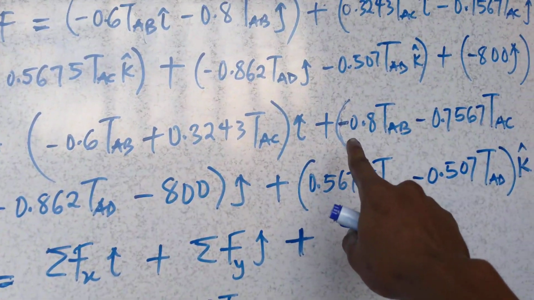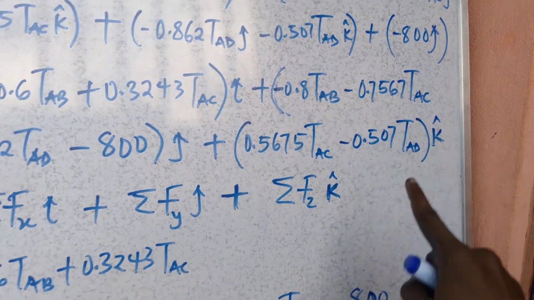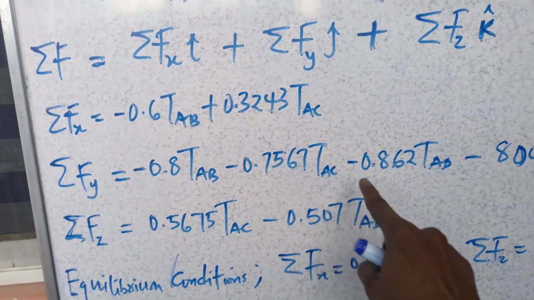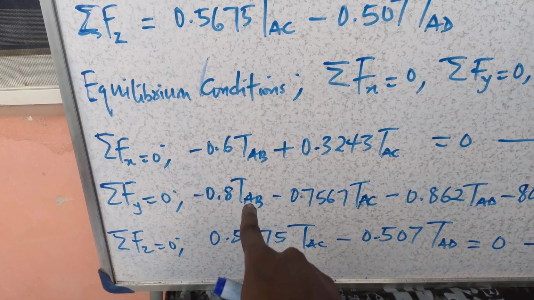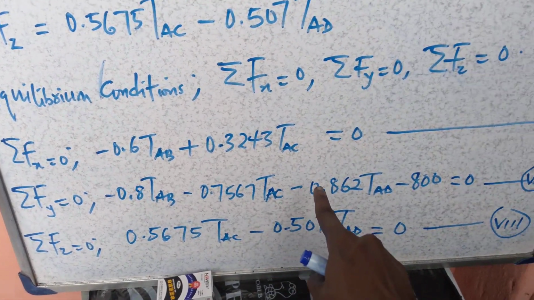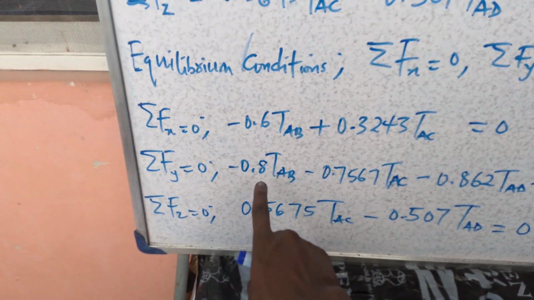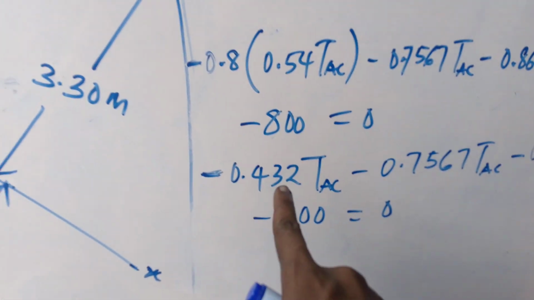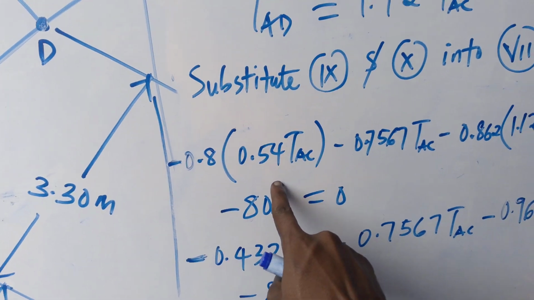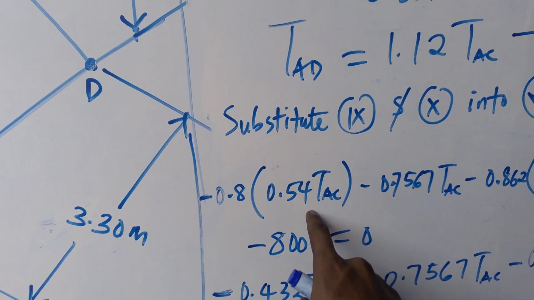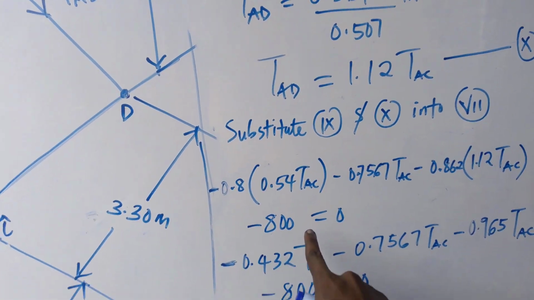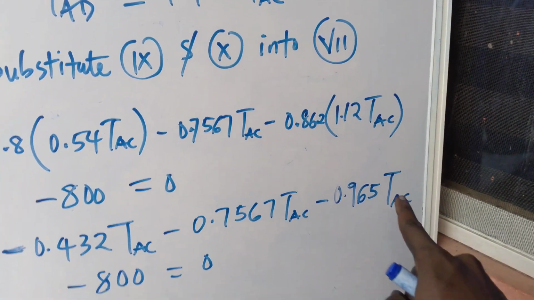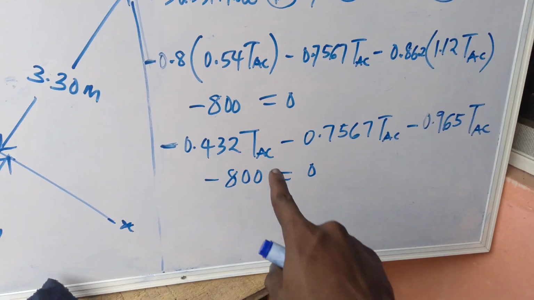So remember, this is what we had initially. This value here is what we extracted out as this. Finally, using the equilibrium conditions, we arrived at this, minus 0.8, equals to 0. And when I substituted the values of TAB and TAD inside this equation, I arrived at something like this: minus 0.8 times the value of TAB, 0.54, then TAD is 1.12, put it here. When I multiply now, I'm having something like this.